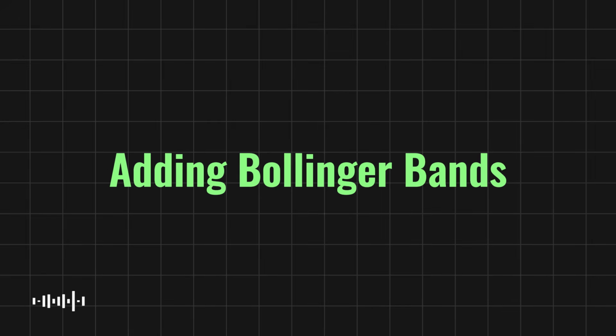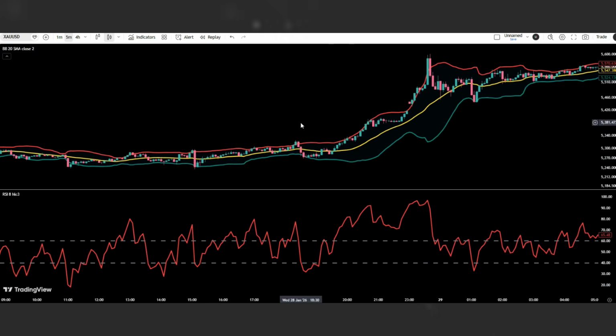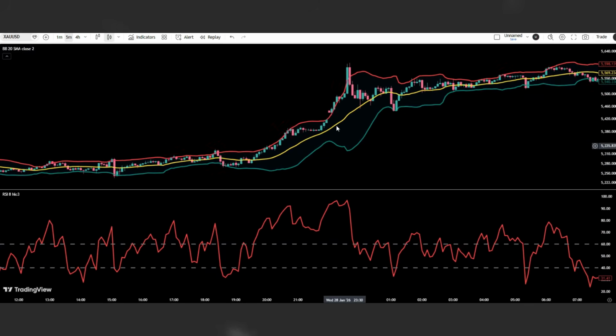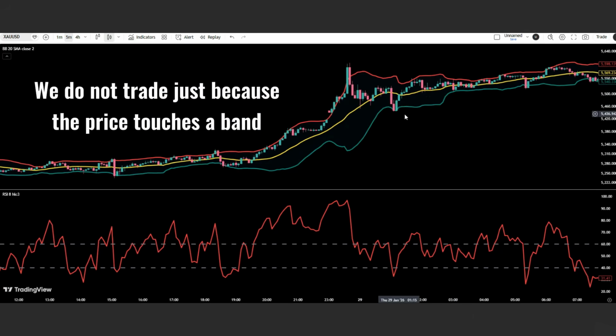Adding Bollinger Bands. Bollinger Bands show us price volatility. They are made of 3 lines. The upper band, the middle band, and the lower band. The middle band is a moving average and price naturally moves away from it and then comes back. This behavior is very important for gold. But here is the key lesson. We don't trade just because the price touches a band. This is one of the big mistakes beginners make.